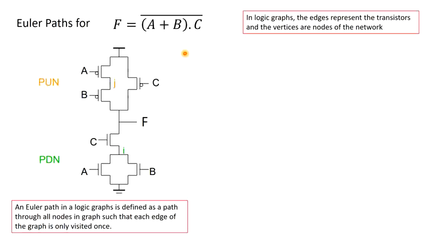For constructing these Euler paths, first we have to draw its logic graphs. So how to draw logic graphs? In logic graphs, the edges represent the transistors and the vertices are the nodes of this network.